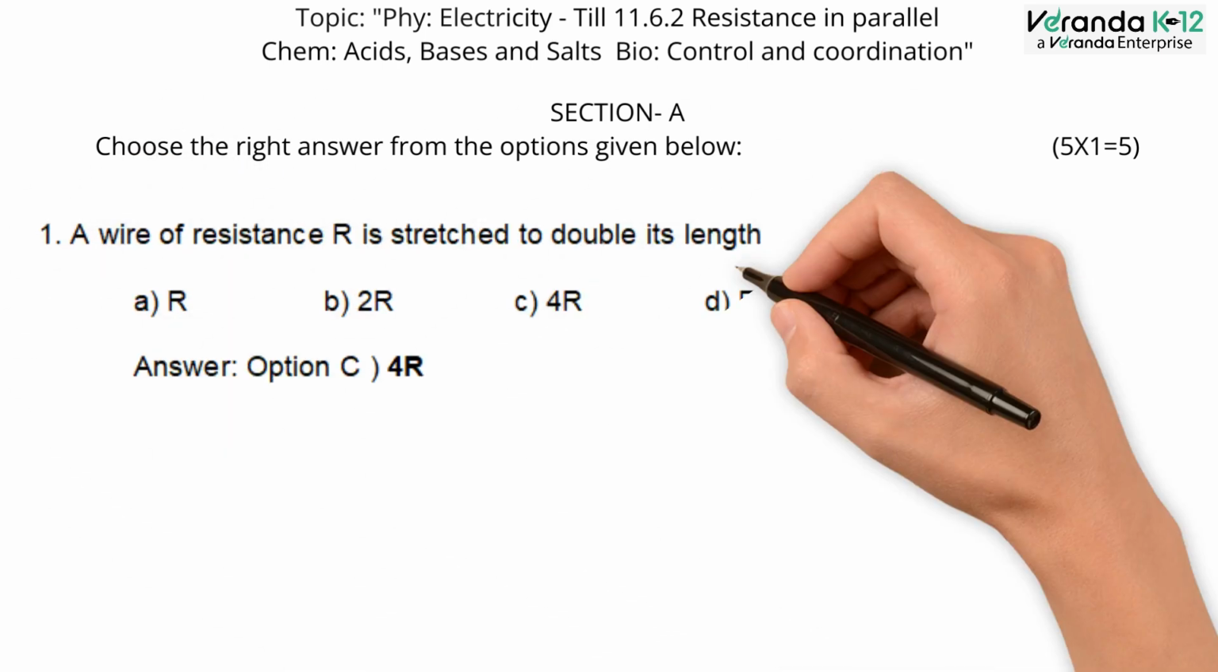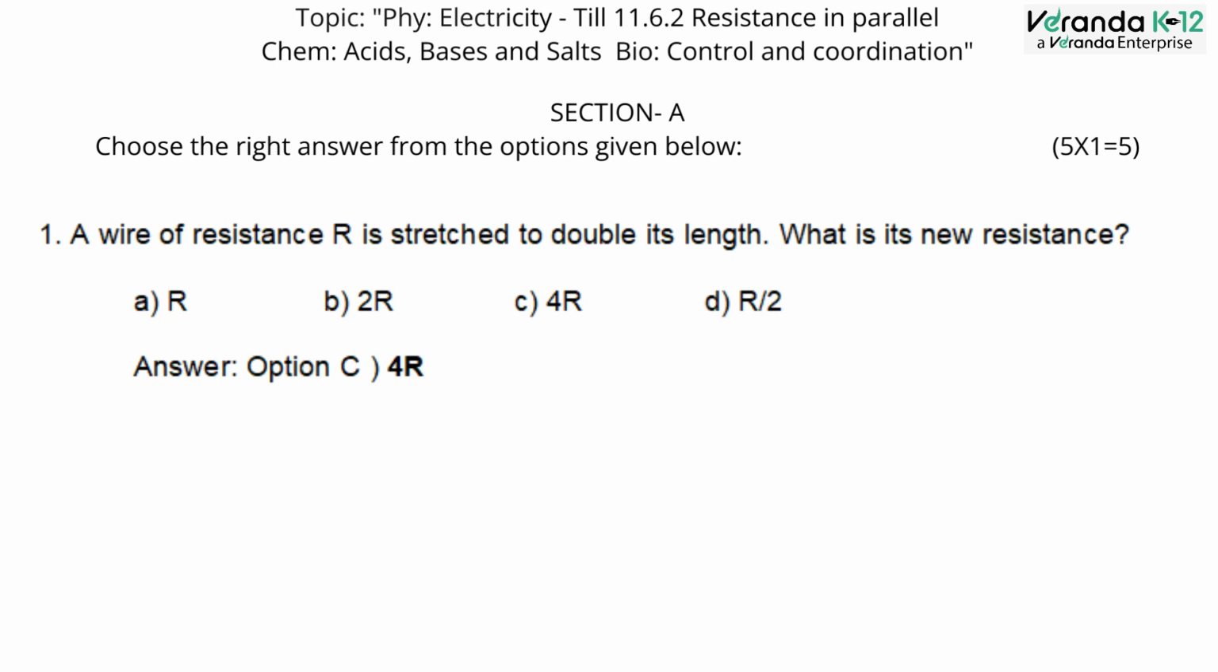Question 1. A wire of resistance R is stretched to double its length. What is its new resistance? Options are option A R, option B 2R, option C 4R, option D R by 2. The correct answer is option C, 4R. Since R is directly proportional to its length, when length is increased, the resistance will also increase.